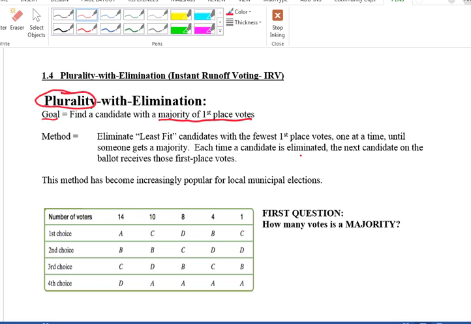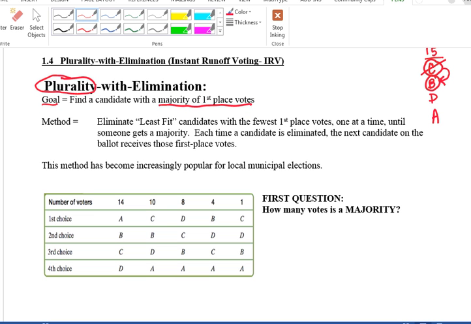Each time a candidate is eliminated, the next candidate on the ballot gets those first place votes. So what that means is, let's say there's a column that has 15 votes, and it goes C, B, D, A. Right now, C has those votes. If C is eliminated, we would give his votes to the person underneath so that those 15 people are still represented, and they say, well, if I can't have C, then I want my second choice. I want B instead. And we'll do this until somebody has the majority.